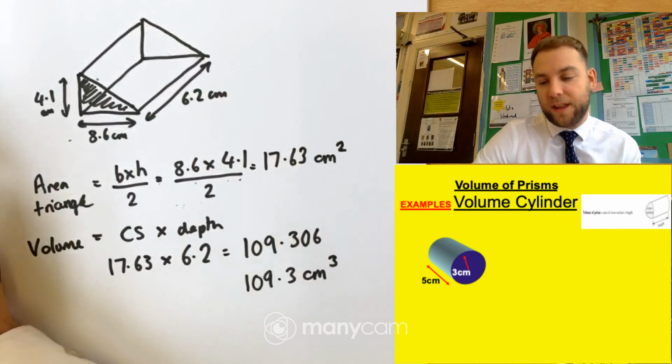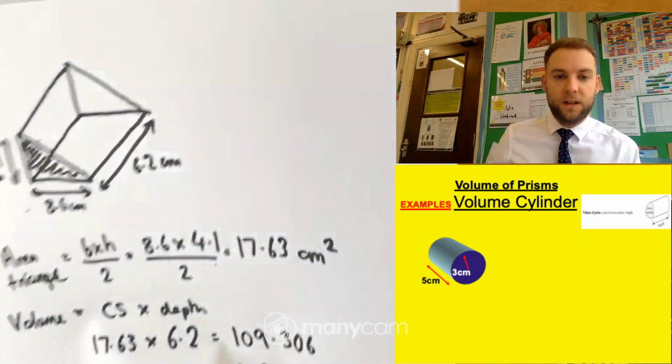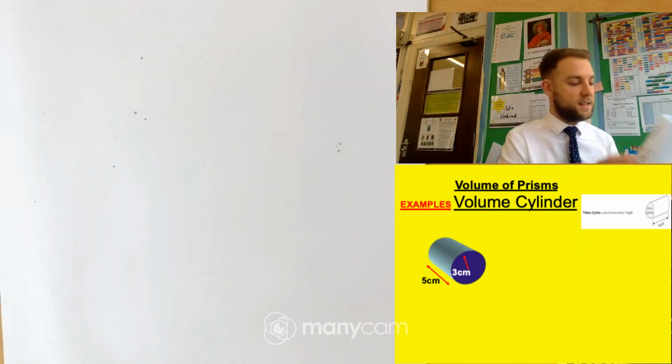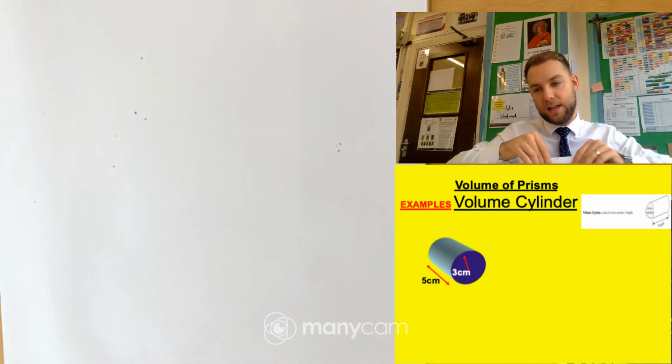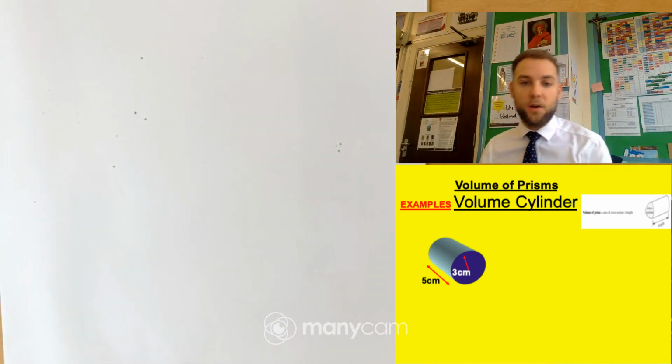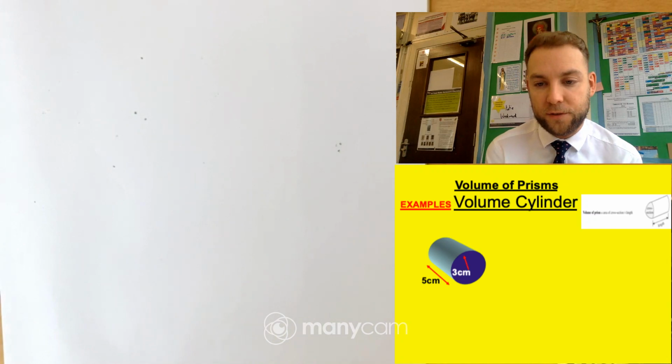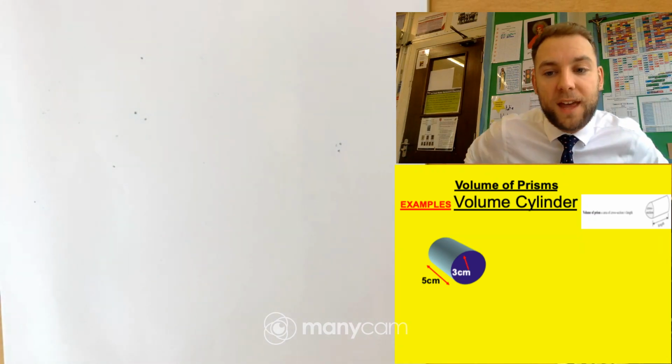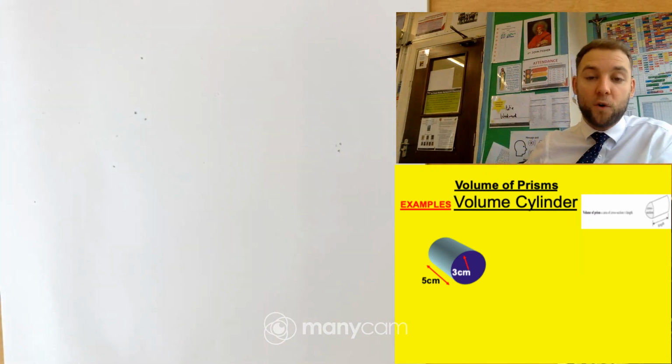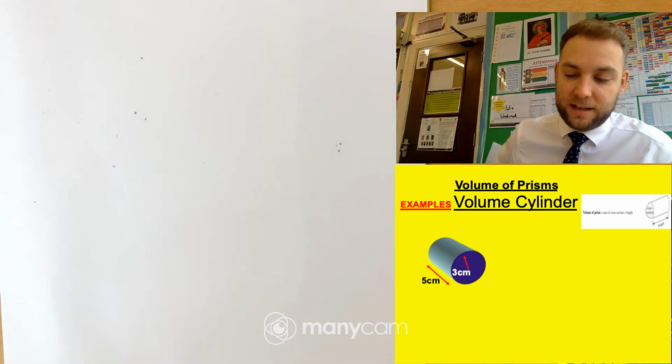So I'm going to move on now to a circle. Sorry, I say a circle. This is a cylinder. Okay. It's a very, very similar way. Okay. It's not too different. Okay. The hardest part with this is probably remembering what the formula for a circle is.